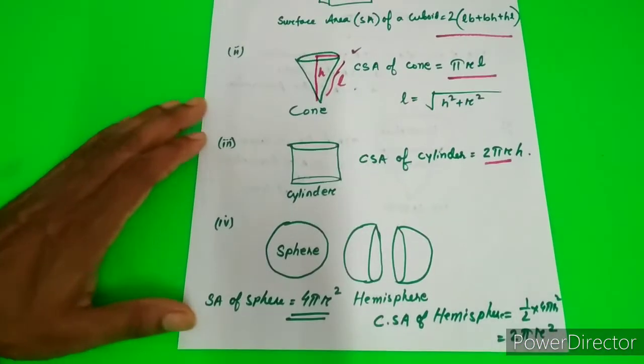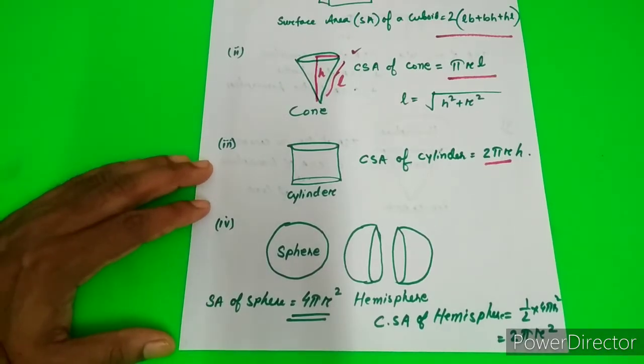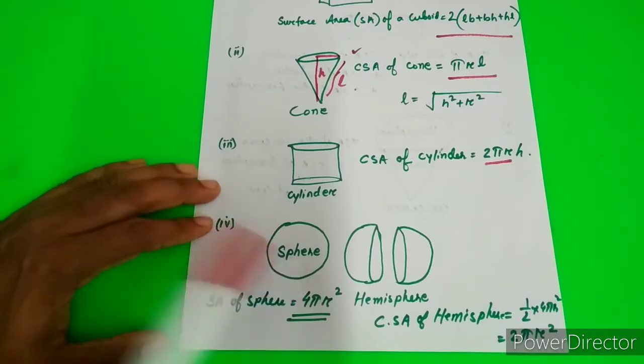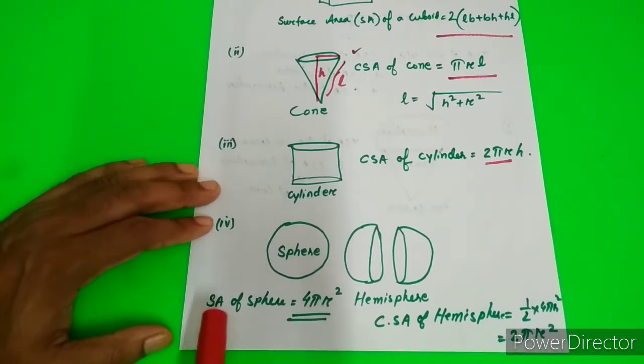Clear? Next, we have the sphere. Sphere means, for example, a tennis ball or cricket ball. Now, this is the sphere. The surface area of a sphere equals 4 pi R square. Okay, R is the radius, pi we know.